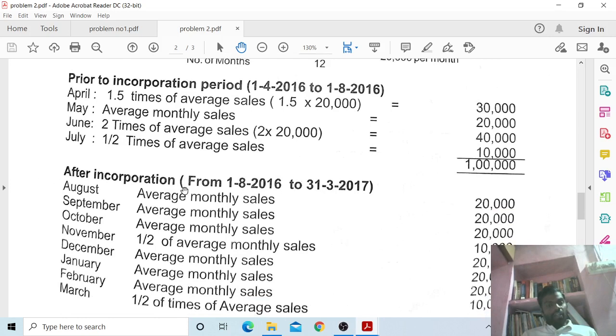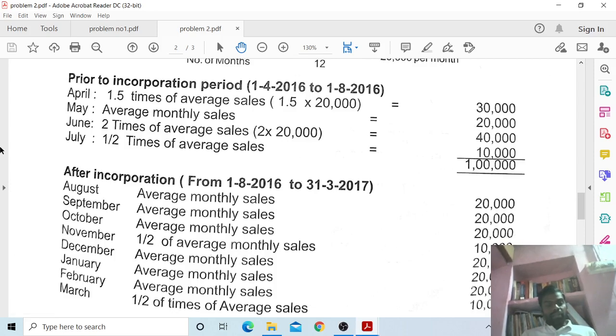Next, the after incorporation period, from 1/8/2016 to 31/3/2017, so purchasing date to closing date. For August, take the average monthly sales directly. There is no adjustment in this, so I have to take 20,000 average monthly sales directly. For September, take 20,000. October also, take average monthly sales of 20,000.